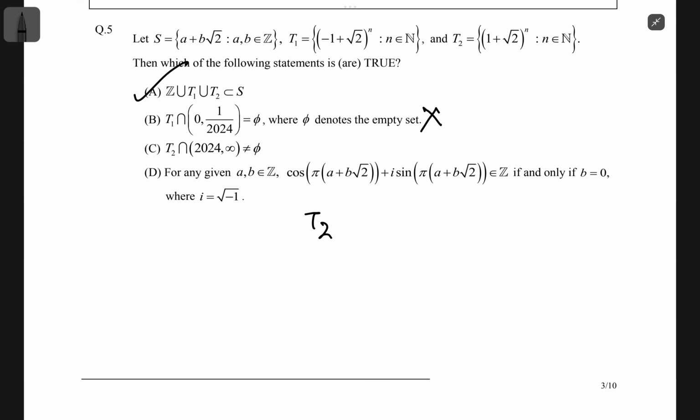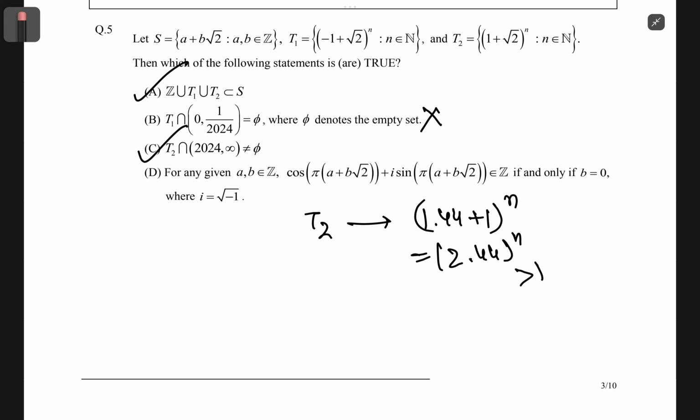And about T2, you would have 1.44 plus 1 something power n, so this would be 2.44 power n, and this is clearly a number greater than 1. If you raise this to infinity, yes, you would have a lot of elements between 2024 and infinity, so it's not equal to phi, and this is a correct statement, so this should be correct.